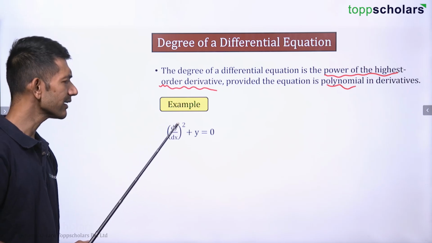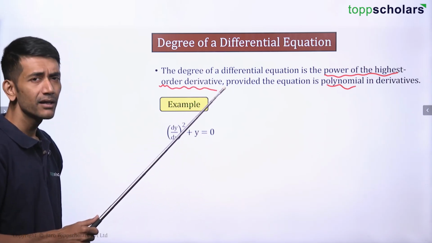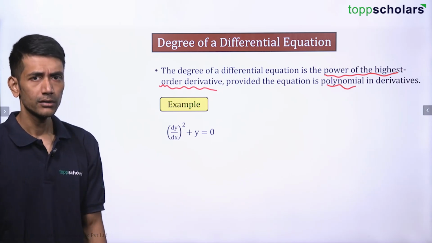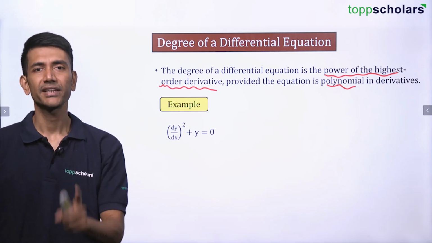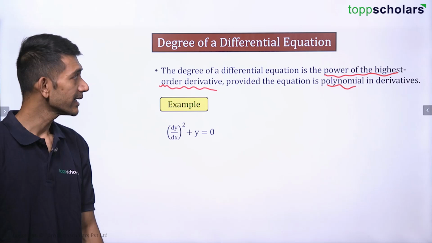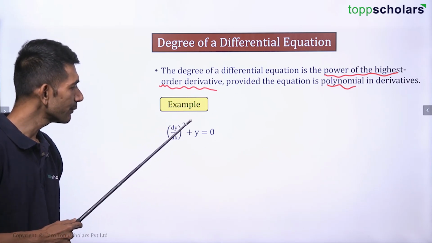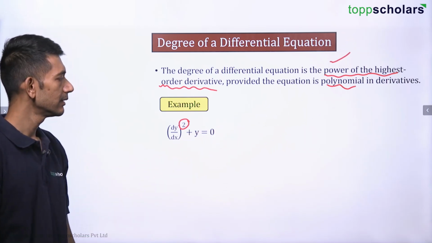Okay, let us have a look at an example now. So here dy by dx the whole square plus y is equal to 0. Here we are talking about the degree. Forget about the degree. If I ask you what is the order, you will say the order is 1, right? Because dy by dx, we have just taken the derivative one time. So the order is 1. But if I talk about the degree now, the degree would be the power, right? The power. So degree is 2.